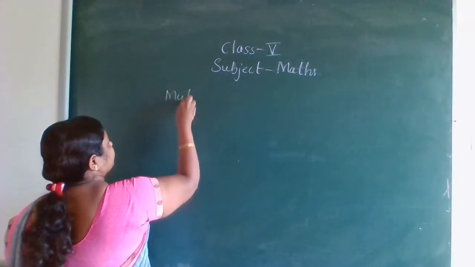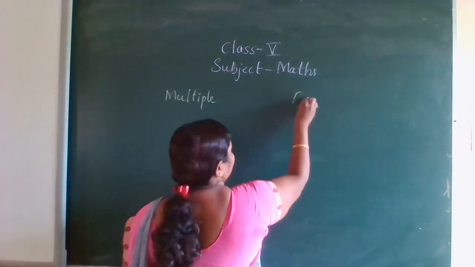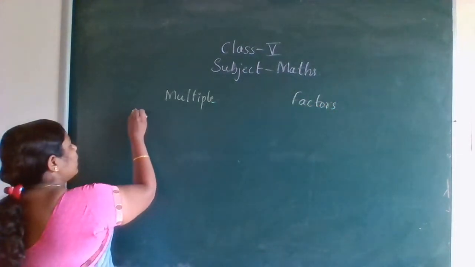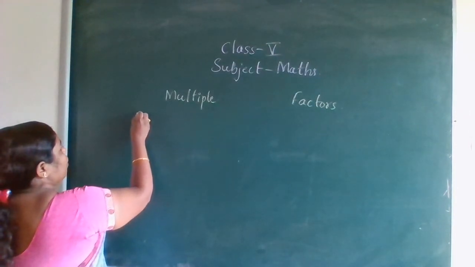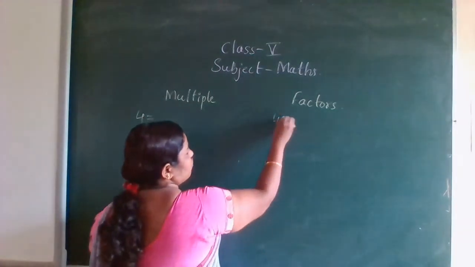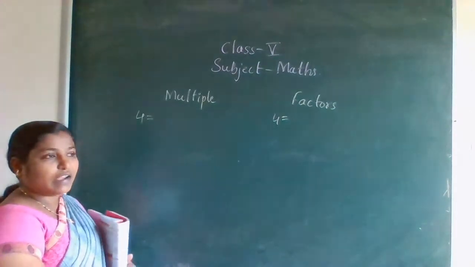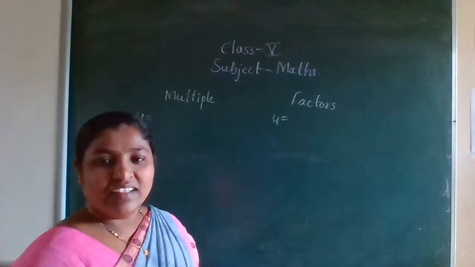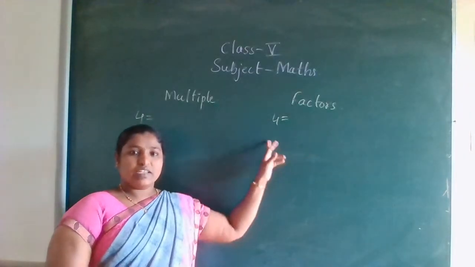Multiples and this is factors. Write the multiples of 4 and write the factors of 4. Okay, how to write it? First writing multiples of 4, then writing factors of 4.